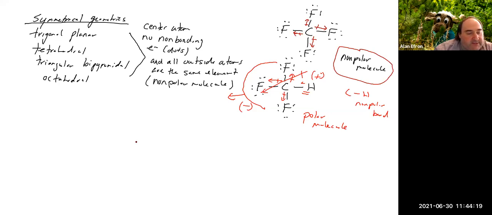Any questions on that? Let me just see your question there. Yeah, so the question is, for molecular polarity, do you just write polar molecule or nonpolar molecule, or do you draw the arrows? And the answer is you actually can do both.